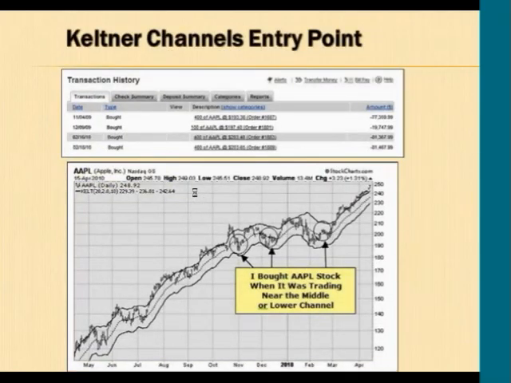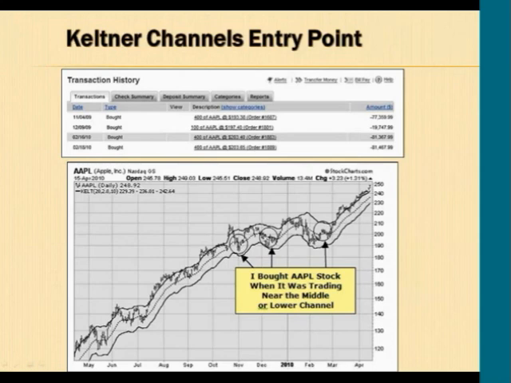And what I did in this chart is, this is a price chart for Apple with the Keltner channels, and right here I'm displaying some actual trades I took for Apple stock using these Keltner channels. And these show my brokerage confirmations, the date that I bought the stock, the number of shares, and the price. And what I did was I took these dates and circled them down here on the price chart with the Keltner channels, and you can see that I bought the stock as it was approaching the middle to lower channel.